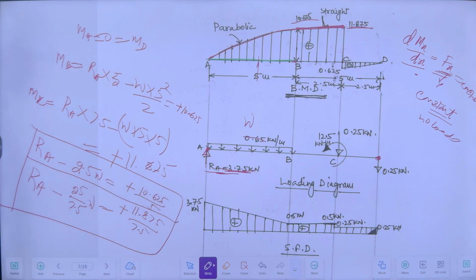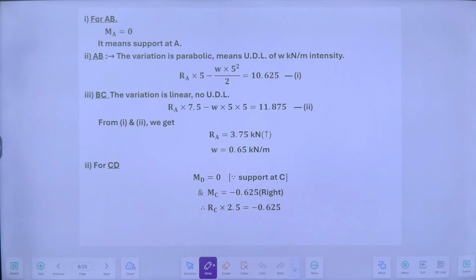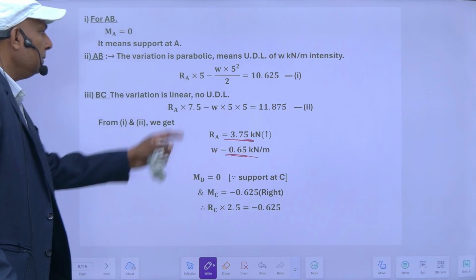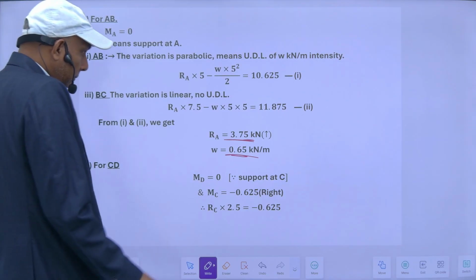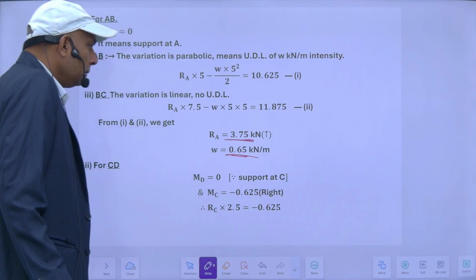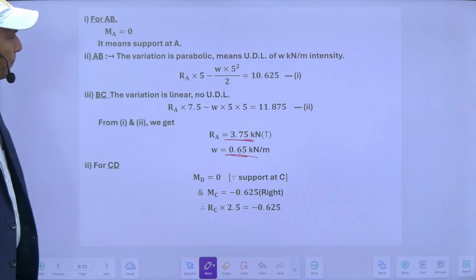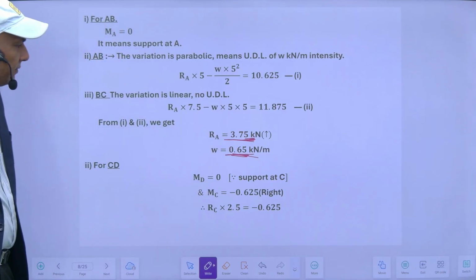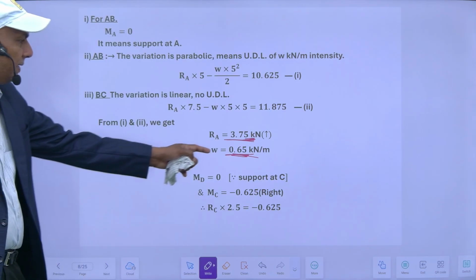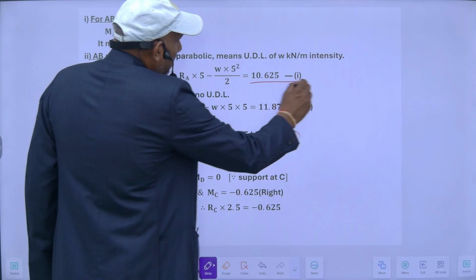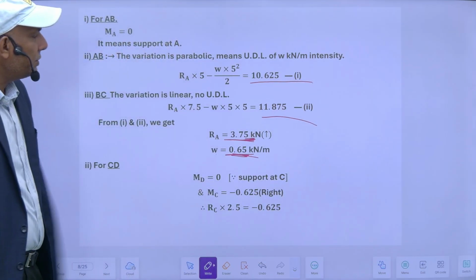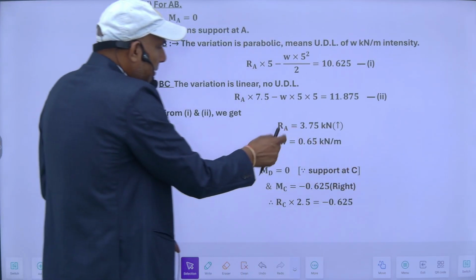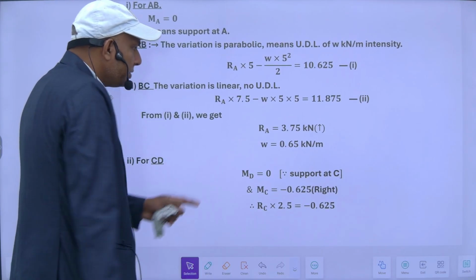From these two equations, the value of RA will be 3.75 kilonewton, and W will be 0.65 kilonewton per meter. So these are the two values which I get after solving the two equations with two variables, RA and W.